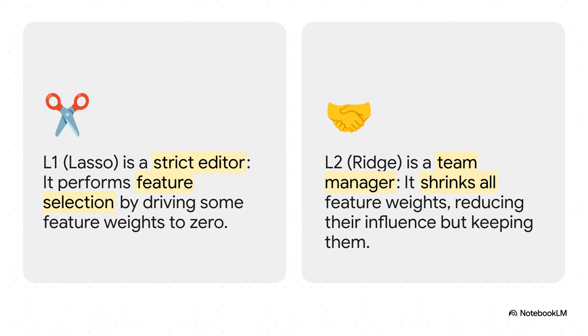I love this analogy. Think of L1 as a really strict editor. It goes through your features and just cuts out anything it thinks is unimportant, driving their weights to 0. It's performing feature selection. L2, on the other hand, is more like a team manager. It doesn't fire anyone, it just reduces everyone's influence a little bit, keeping all the features in the game.